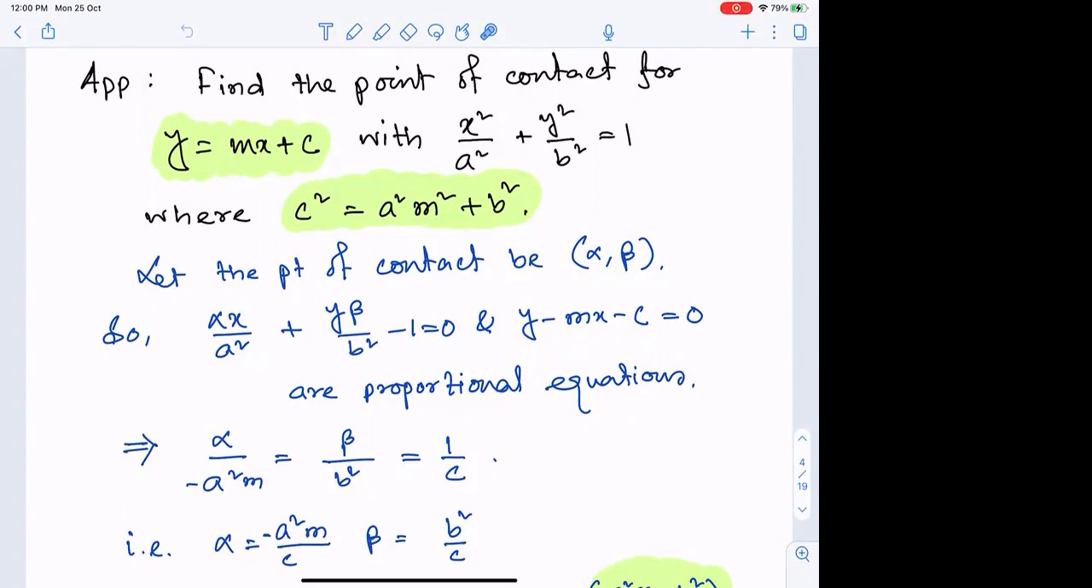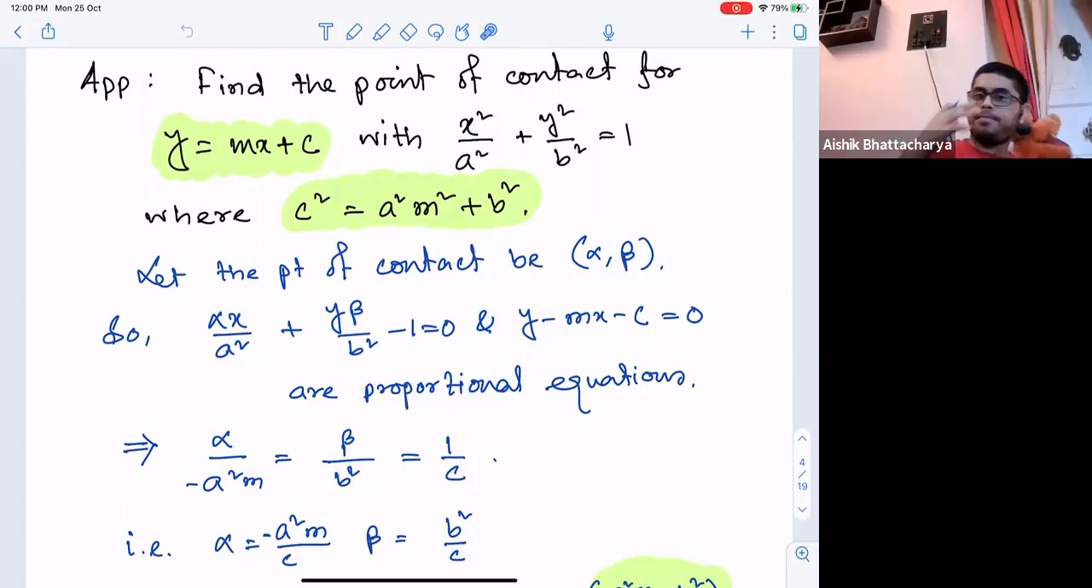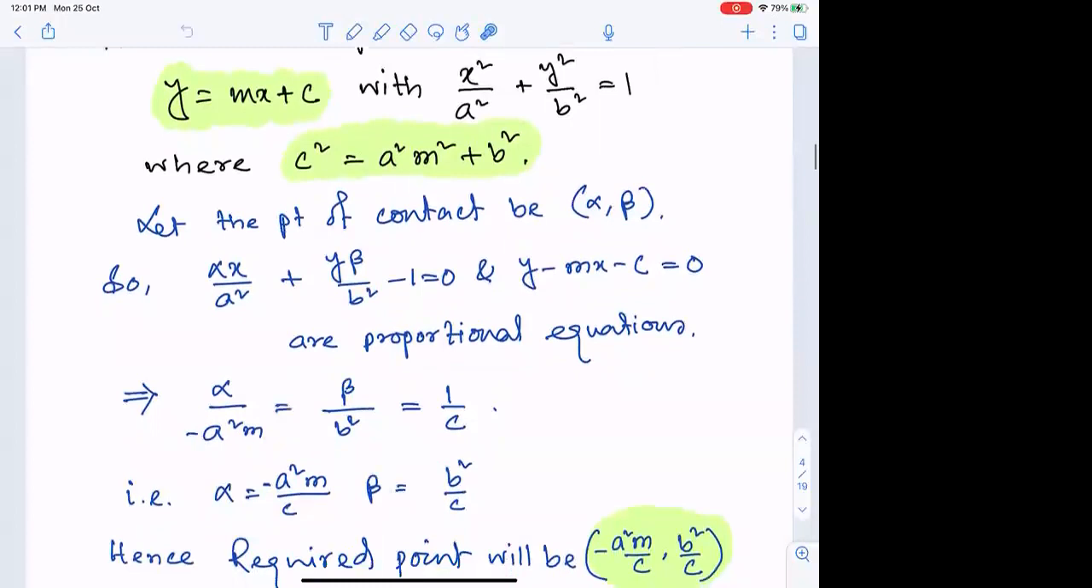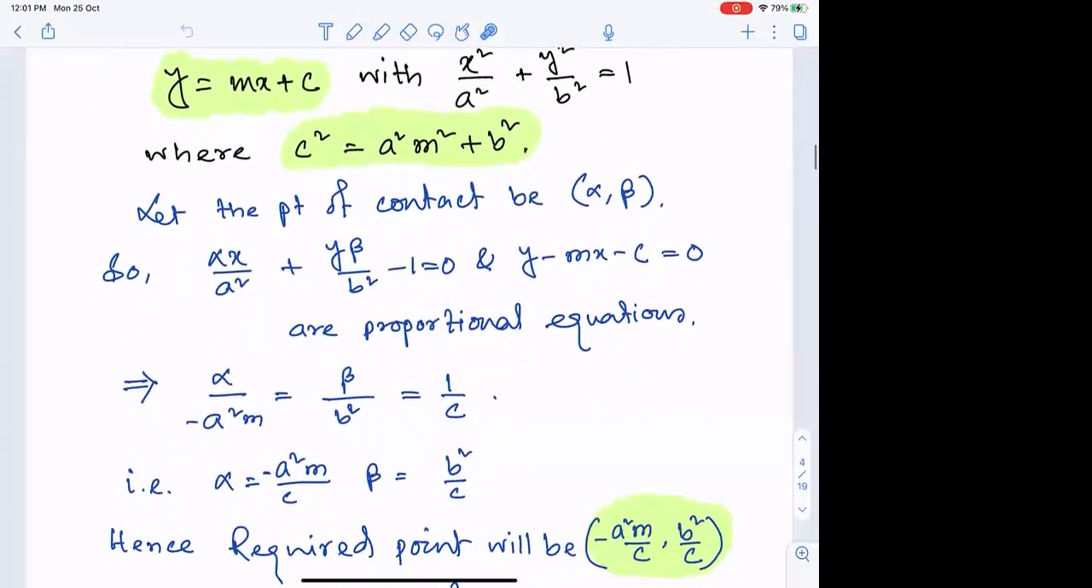Right, everyone? So we have got our targeted alpha comma beta, and hence we can confirm the tangent with slope m will have the contact point as minus a square m by c comma b square by c, right?